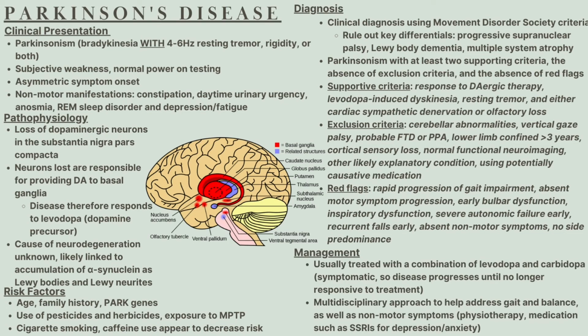Once a diagnosis of Parkinson's disease is confirmed, it is time to consider management strategies. Parkinson's disease is usually treated with a combination of levodopa, which I've mentioned earlier, and carbidopa, which is a decarboxylase inhibitor that prevents the conversion of levodopa to dopamine in the peripheries. This combination therefore ensures optimal dopamine levels within the central nervous system. However, it should be noted that this treatment is merely symptomatic, and the disease will eventually progress until it is not sensitive to treatment any longer.